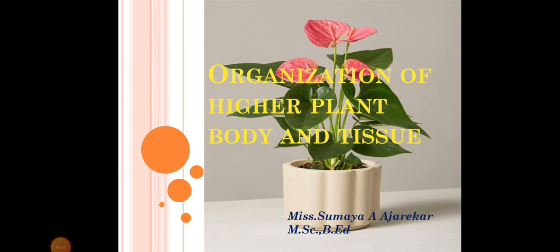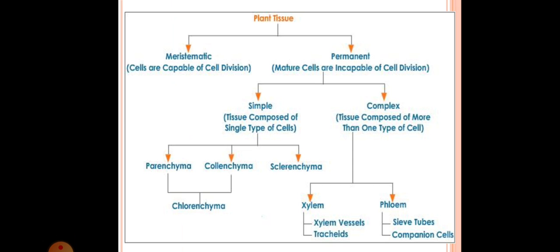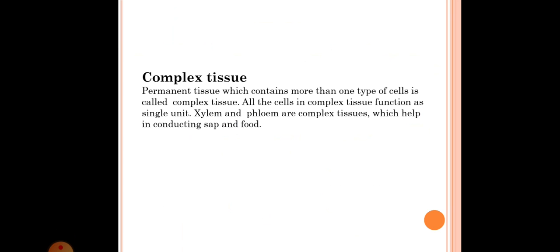Welcome students. We are going to study the organization of the higher plant body and tissue. In this we are going to study the plant tissues. We already studied the meristematic tissues and simple permanent tissue, and now we are going to study the complex permanent tissue.